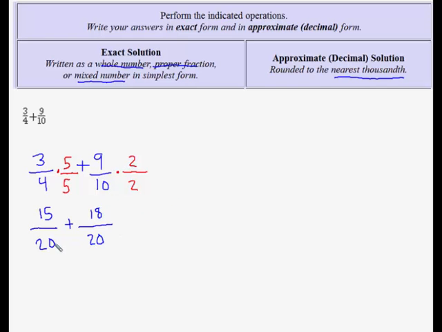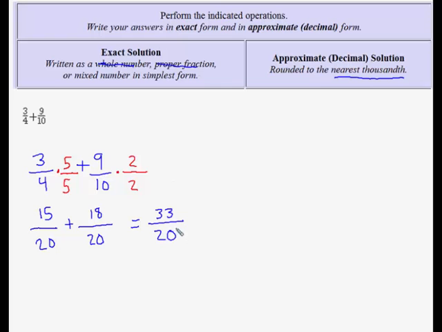Now that I have a common denominator, in my case the smallest one possible, I can add the fractions by just copying my common denominator and adding the numerators together. 15 plus 18 is 33. This is called an improper fraction. If the directions indicated that I could leave my answer in this form, I would be done. But if you read the directions, we are to write our answer as a whole number or a proper fraction or a mixed number in simplest form. This is not a whole number. It's not a proper fraction because a proper fraction has the numerator smaller than the denominator.